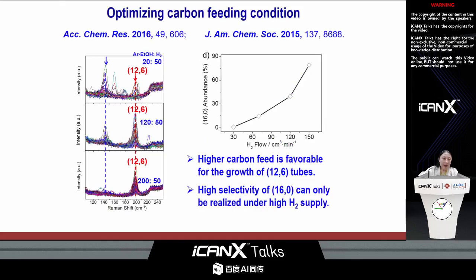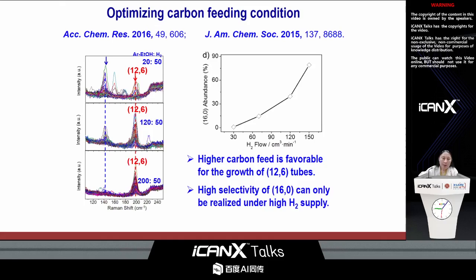Not only the temperature, if we adjust the concentration or the pressure of the carbon stocks, we also can change the selectivity. When we have a much higher carbon feeding, we get higher selectivity toward 12-6 tubes. But for the 16-0 tube, it's totally different. We need a much lower carbon feeding condition, because as I told you previously, the 16-0 tube is kinetically unfavorable.